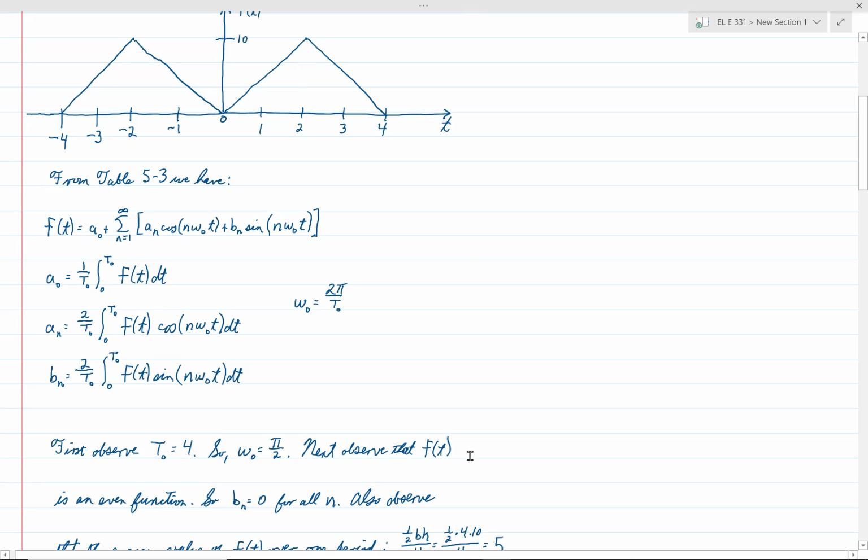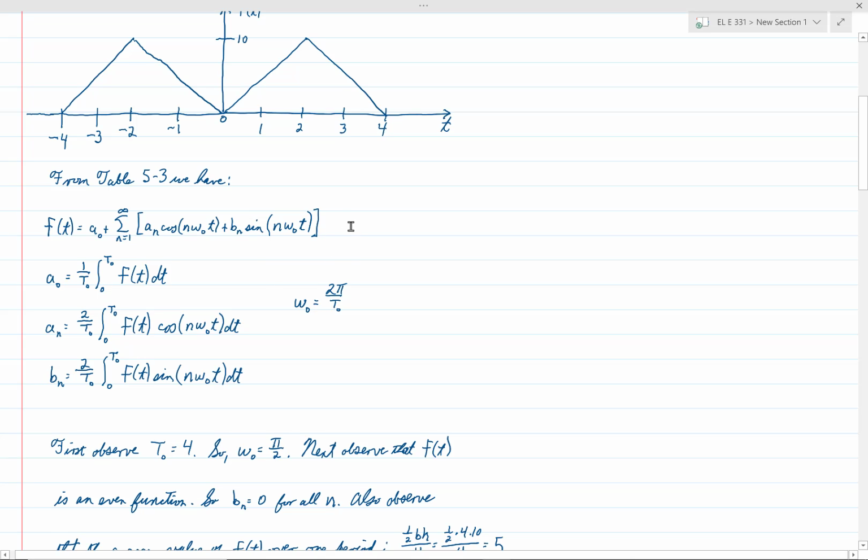Now, the next thing that we observe is sort of interesting, so I want to talk about it in a little more detail. This next observation says that f of t is an even function. And what that means is that f of -t, for any t, is equal to f of t. Or in other words, it has symmetry about the vertical axis here in the middle. And that has an important implication.